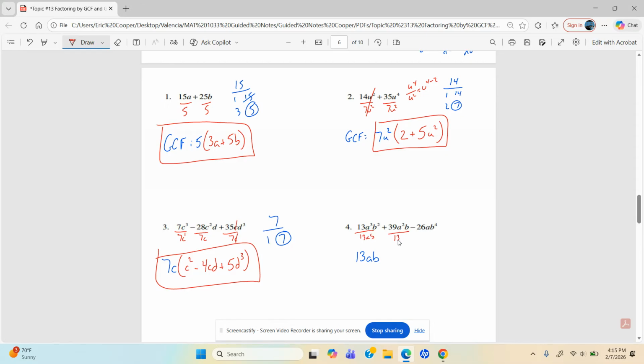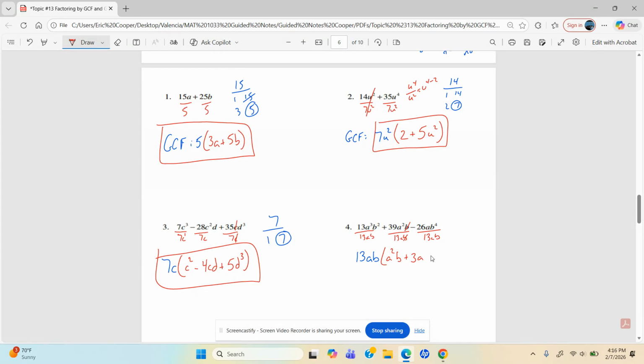Again, we divide the numbers and we subtract the exponents. 13 divided by 13 is 1, and you don't have to put the 1 here unless the variables all cancel, but since the variables aren't going to cancel, we don't have to put the 1. a3 minus a1 is a2. b2 minus b1 is just b. 39 divided by 13 is 3. a2 minus a1 is a. b1 minus the b, those b's cancel.